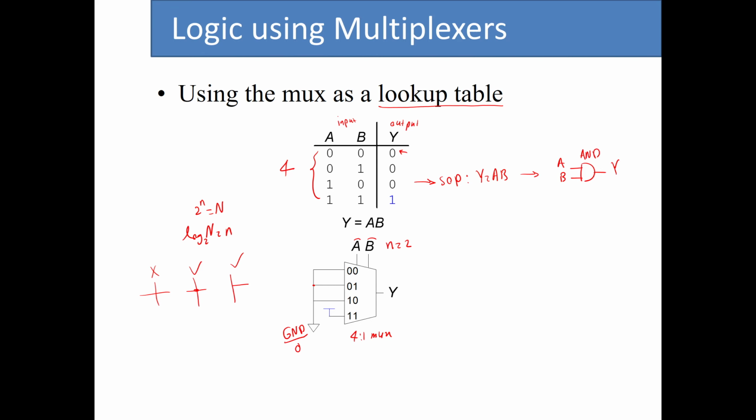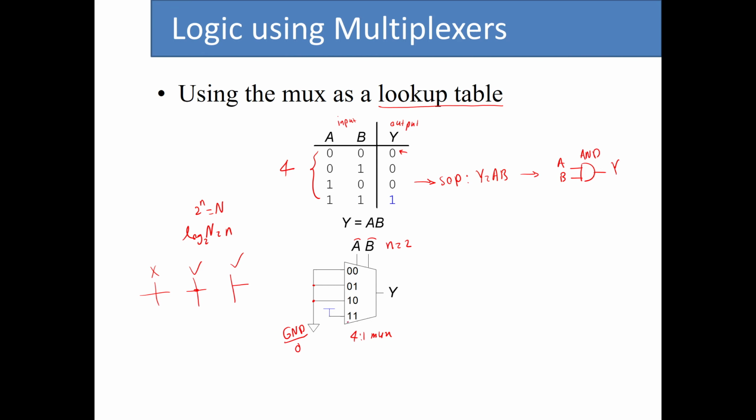So what about when AB is 1, 0, the third row of the truth table? In this case, again the output is 0. So we connect that one also to the ground. And finally, for the last row, we have A and B to be both 1s.